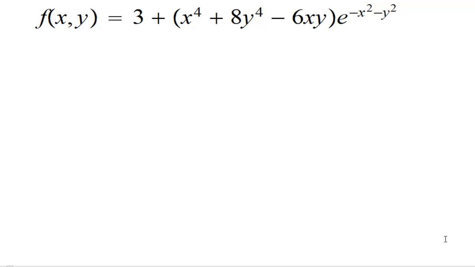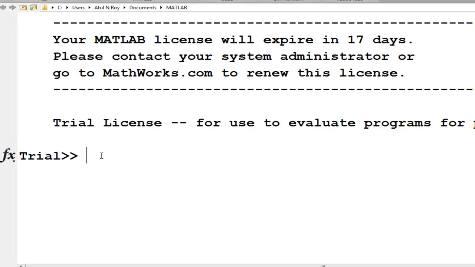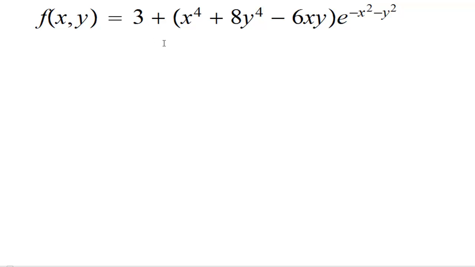We are going to use MuPAD to obtain approximate values of the extrema of this function. So first, let's look at an easy graph of this function using MATLAB. I'm going to say syms x and y, and then we will define our function as what that was: 3 plus x to the 4 plus x plus 8 times y to the 4 minus 6xy times exponential negative x squared plus y squared.